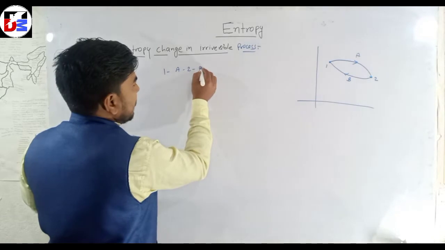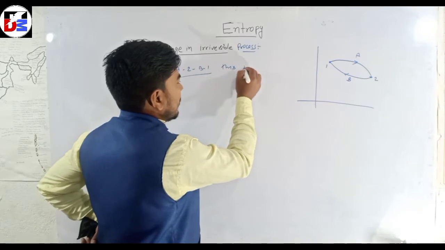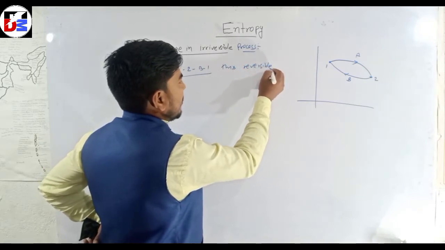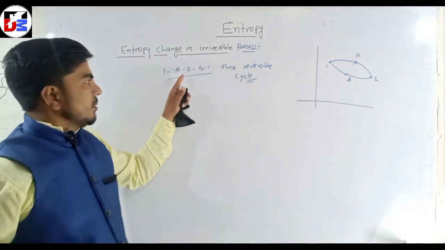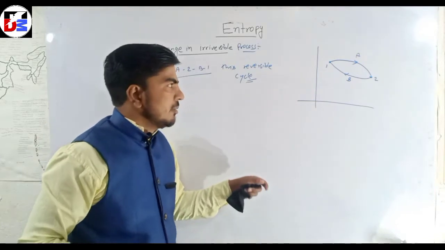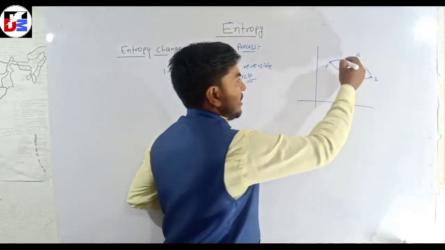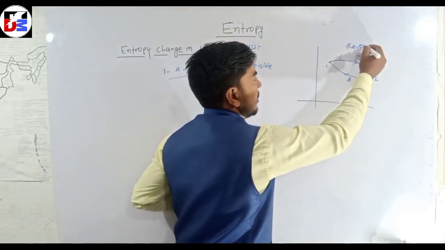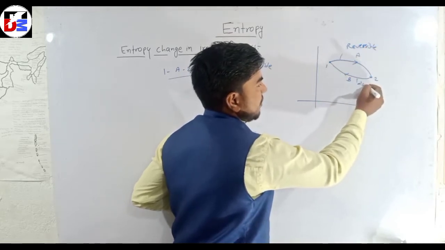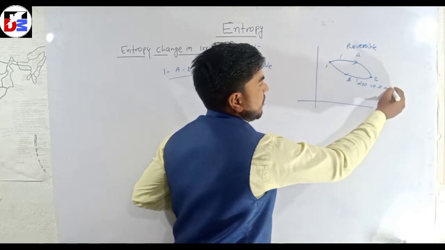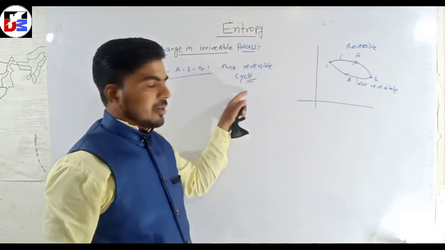1A2B1 becomes a reversible cycle. This is a reversible cycle. How? 1A2: we consider a reversible path. This is reversible, and 2B1 is also reversible. Then both processes are reversible, so the cycle becomes a reversible cycle.